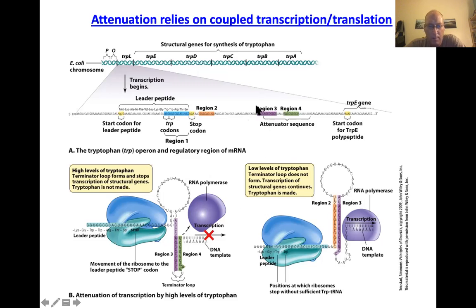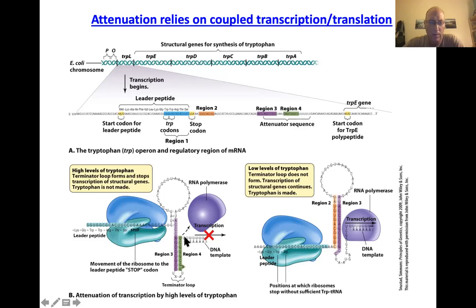Now, what are the implications of that? If region 3 pairs with region 4, this structure here looks an awful lot like a rho-independent terminator. So you remember we talked about termination of transcription last week. That's after the RNA polymerase gets through the genes that it's of, an operon or a single gene, whatever. So where it's supposed to stop, you have a terminator, right?